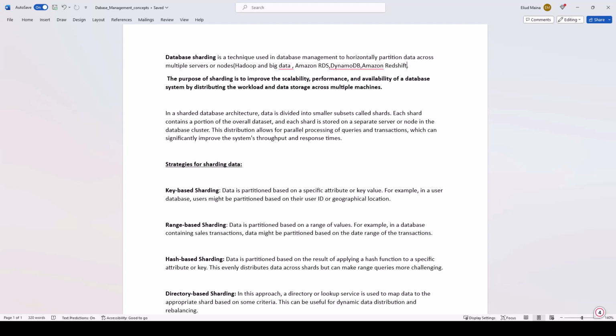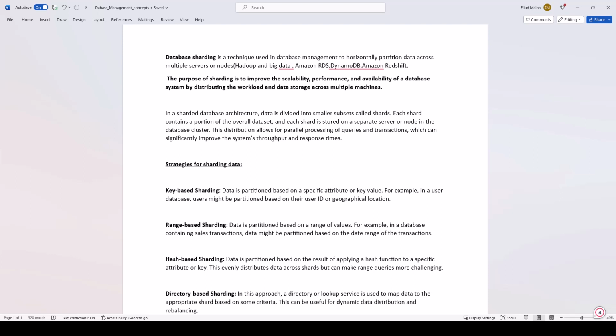We can also take advantage of Amazon ElastiCache. If you're using a cache layer in your architecture, you can shard your data across multiple nodes. Amazon ElastiCache is an AWS managed in-memory caching service. So ElastiCache supports sharding for both Redis and Memcached engines.